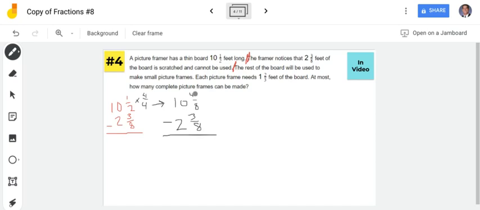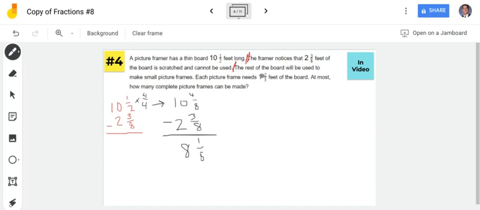And of course, when I do that, I subtract my fraction parts. 4/8 minus 3/8 is 1/8. Then I subtract my whole numbers. 10 minus 2 is 8. So I started with a 10.5 feet long board. I subtracted 2 3/8 because it's scratched and can't be used, and I'm left now with an 8 1/8 feet long board.